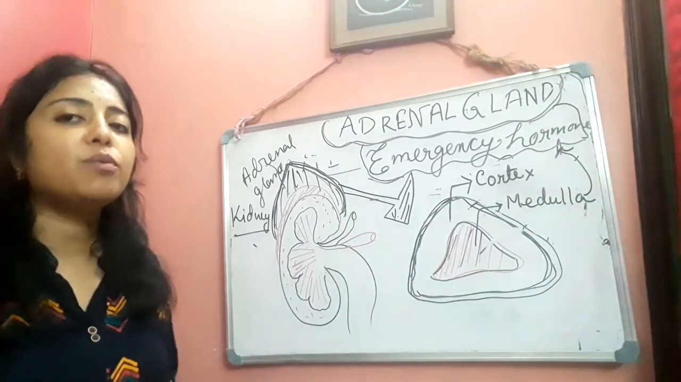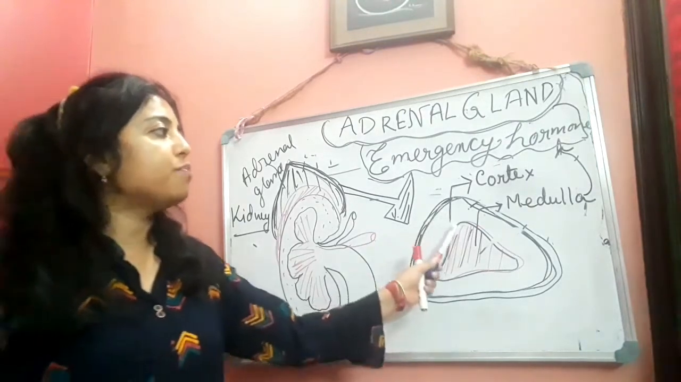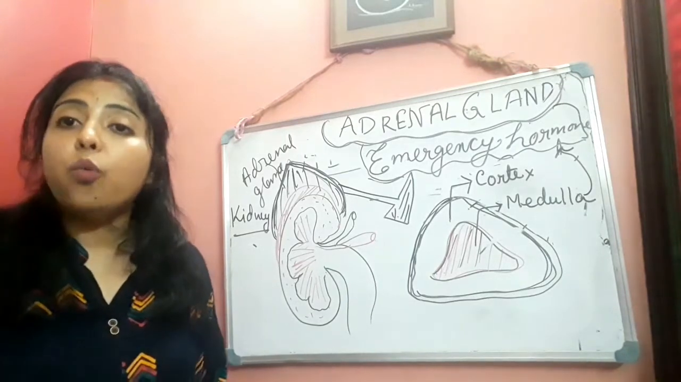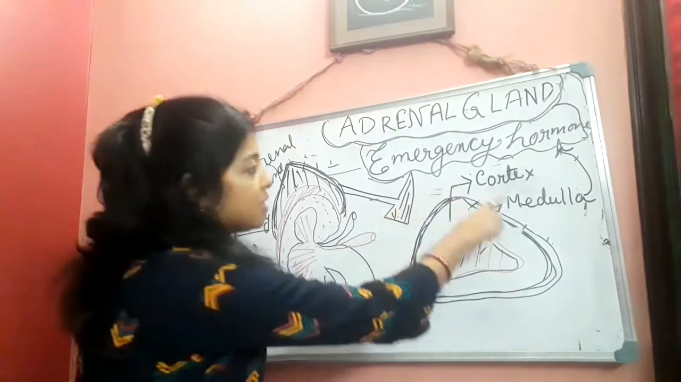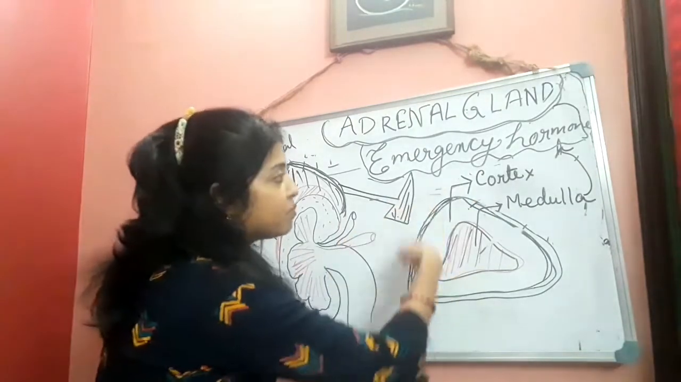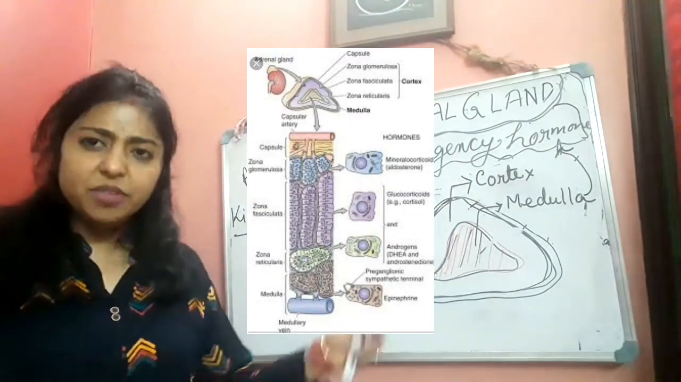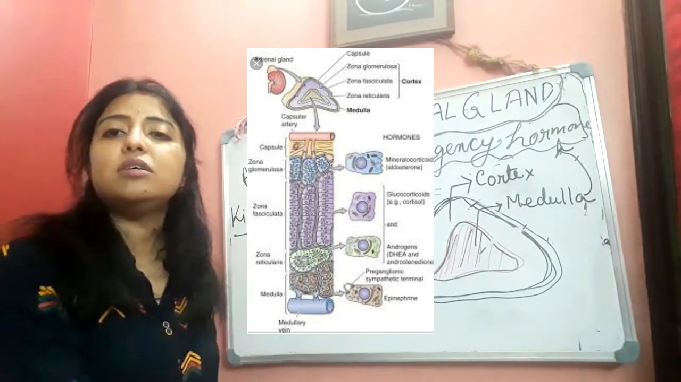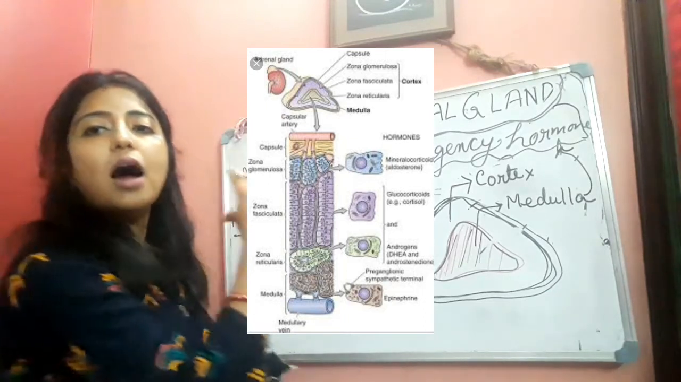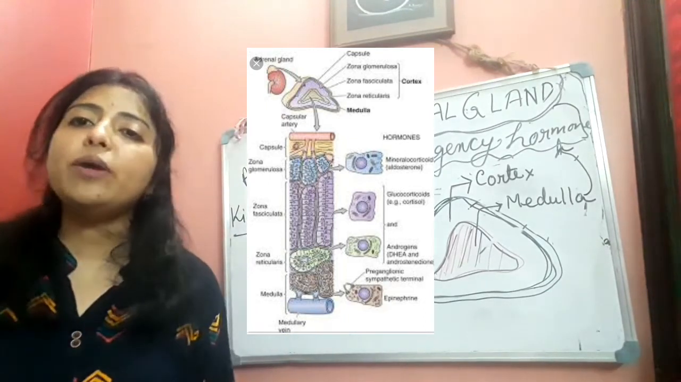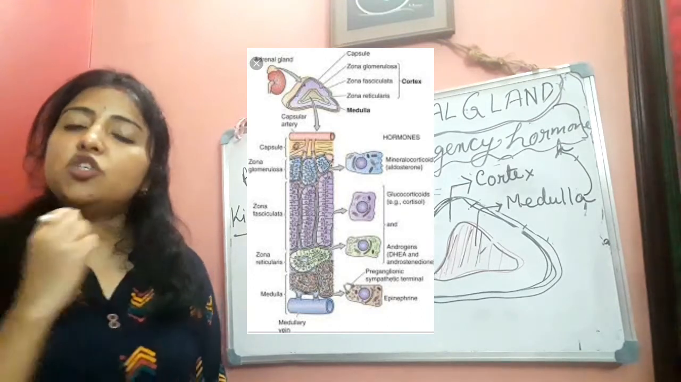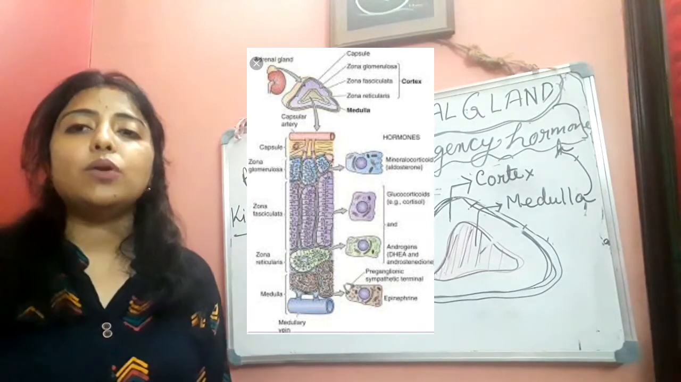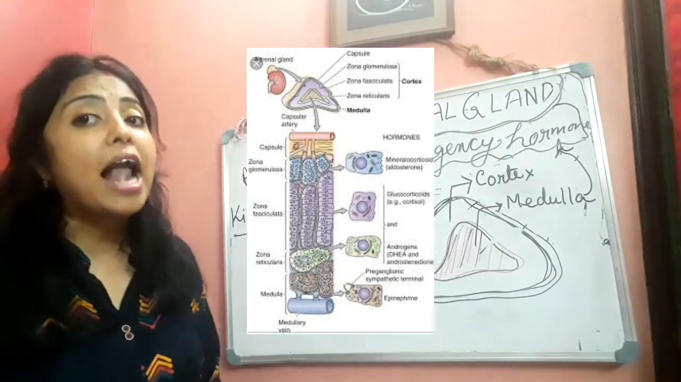So different kinds of hormones will be secreted from here. From the cortex portion, some kinds of hormones will be secreted. What are they? But before discussing this, I want to discuss the LS of this portion, the cortex. If you see the LS, you can see three different layers made of different kinds of tissues. The upper portion is known as zona glomerulosa. This zona glomerulosa will secrete one kind of hormone known as mineralocorticoid or aldosterone.